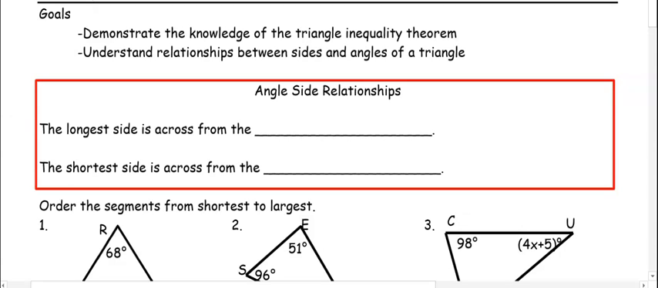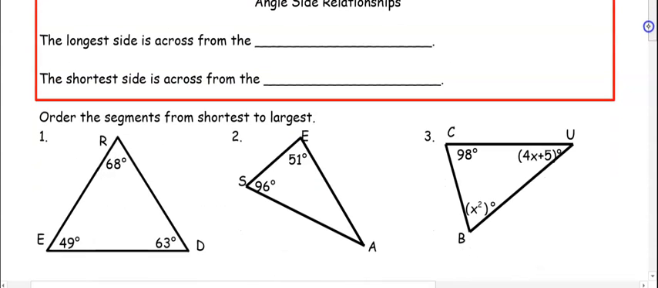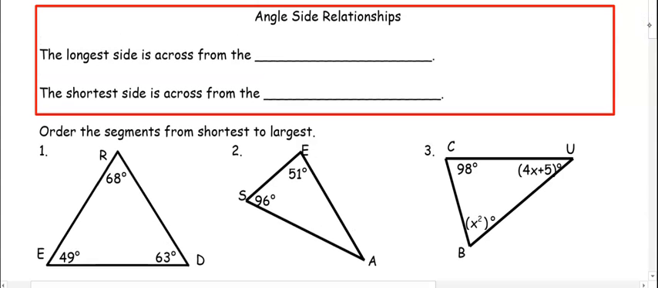This video is about demonstrating the knowledge of the triangle inequality theorem and understanding the relationships between sides and angles of a triangle. So for our angle-side relationships, the longest side is going to be across from the biggest angle, and the shortest side is going to be across from the smallest angle.